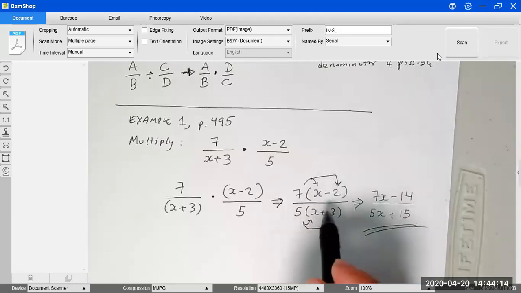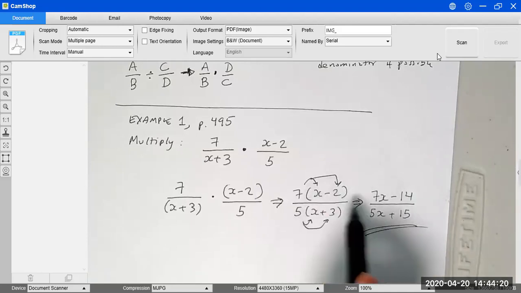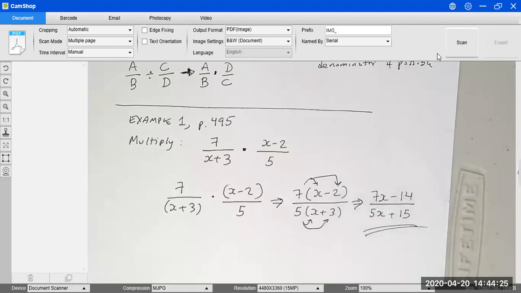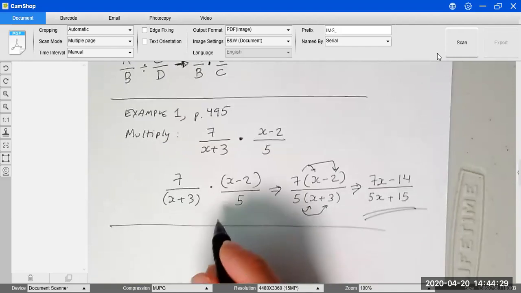Sometimes you can leave the answer in this way. It depends on the book, but the most important thing is that you are doing the multiplication and that you are doing the simplification if that is possible. So now we're going to work another example.